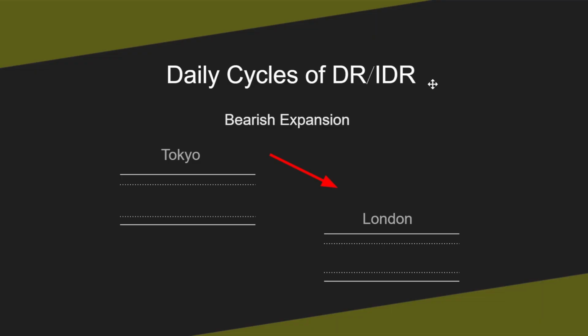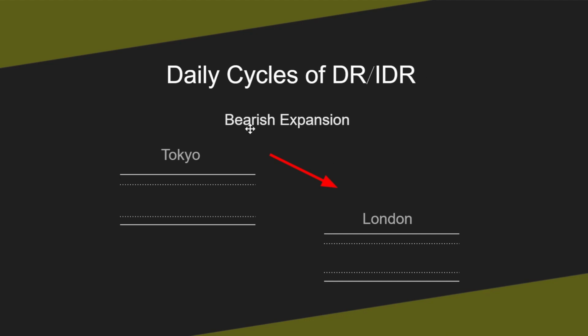Okay, hopefully you guys enjoyed the previous video on the DR and IDR and explaining the ranges and how to trade this strategy. In this video, I'm going to show you a few ways to determine your bias for the day based on the DR and IDR ranges. These are known as the daily cycles. So the daily cycle of the DR and IDR ranges, there are 4 of them.